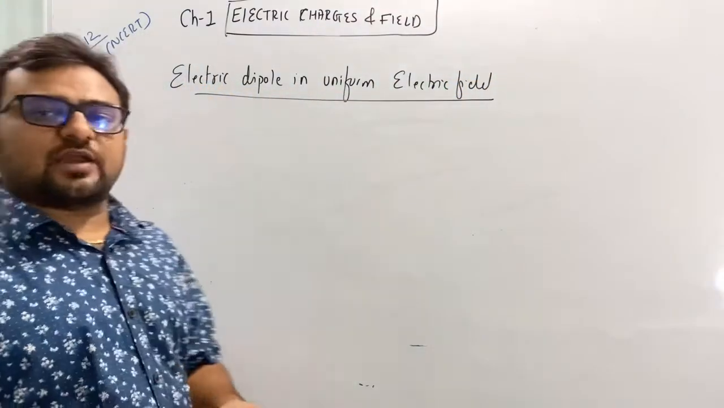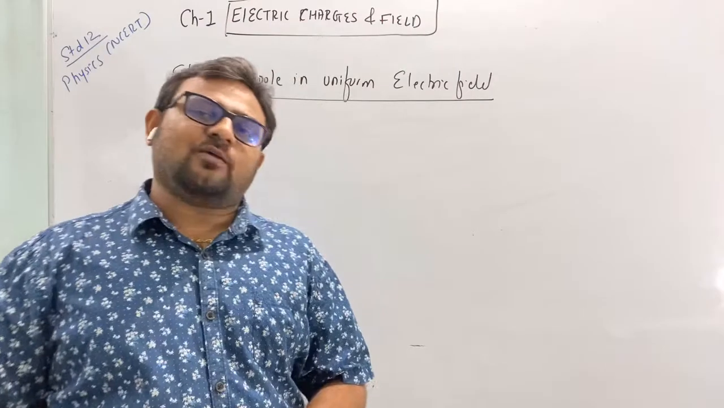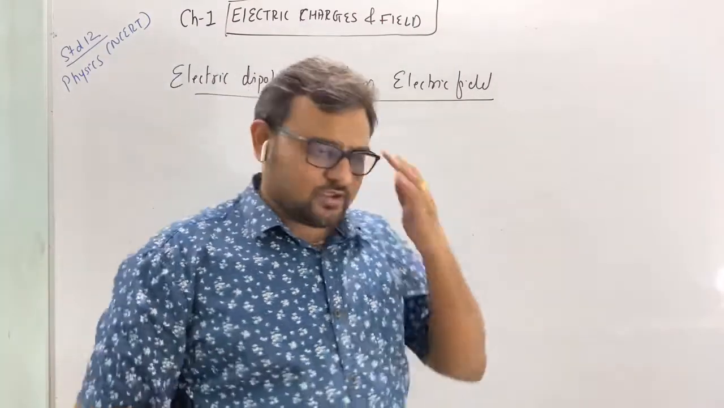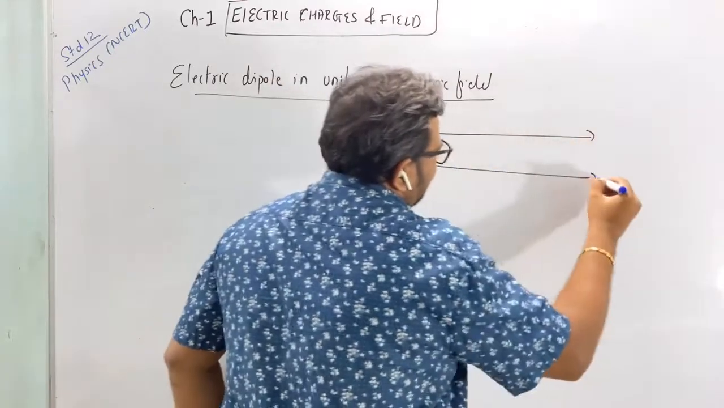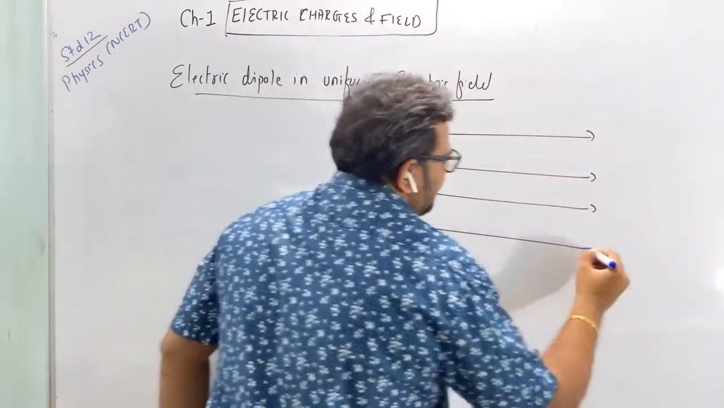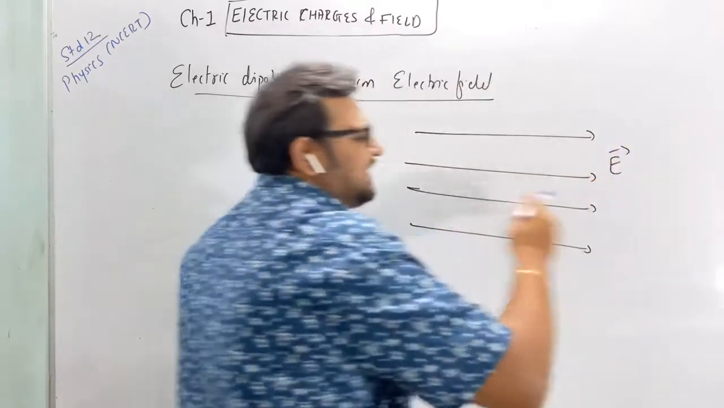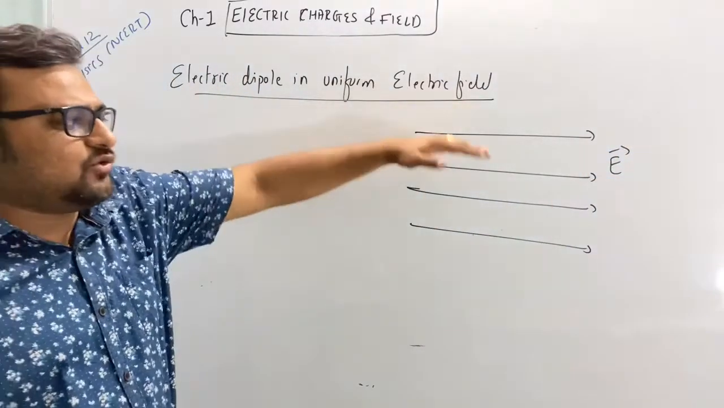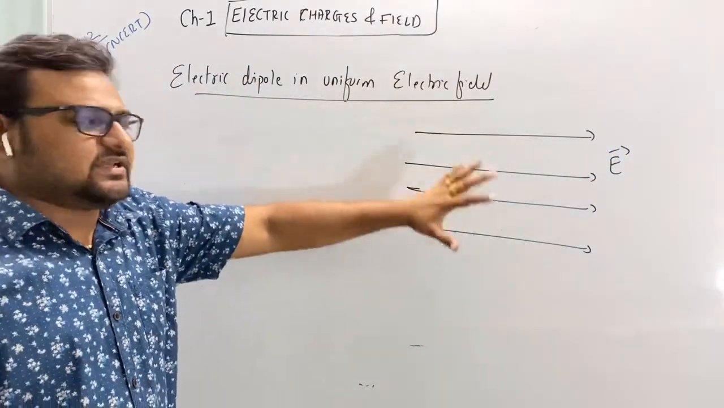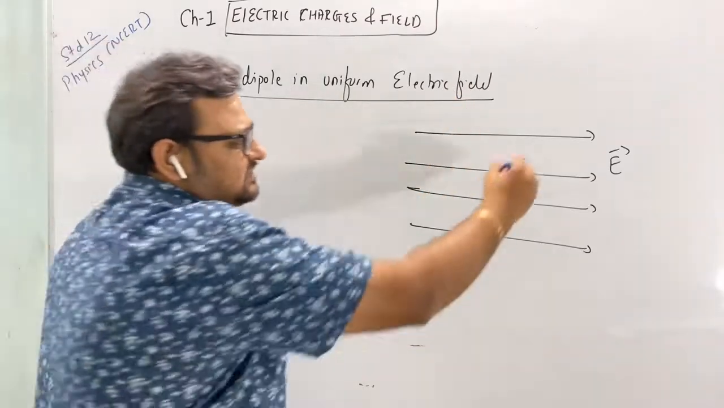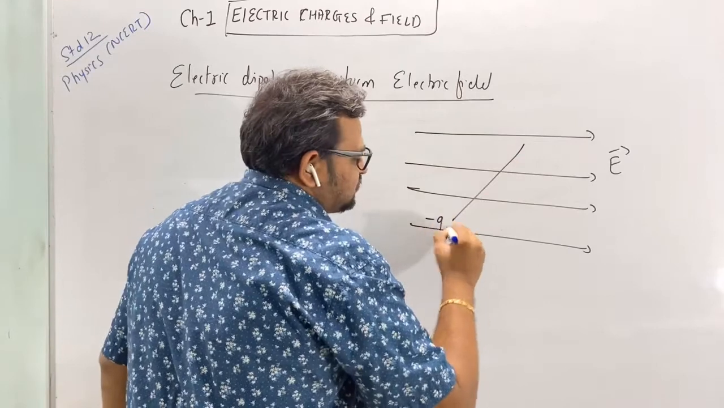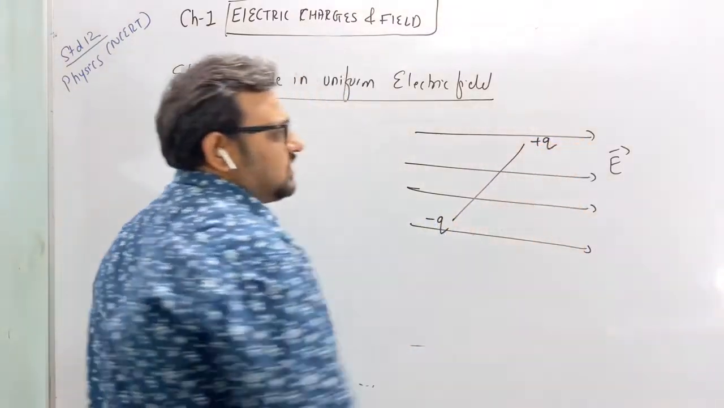Okay, electric dipole in uniform electric field. Now, this is a uniform electric field. The electric field lines are parallel to each other. That means it is a uniform electric field. Now let's place a dipole, minus Q charge, plus Q charge.